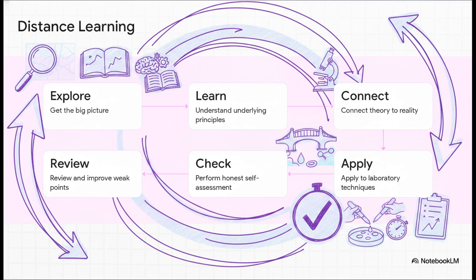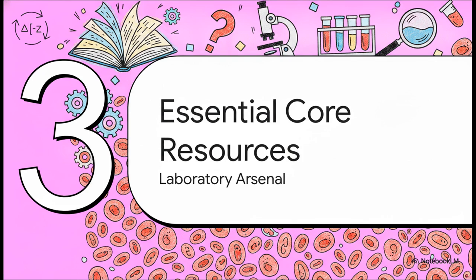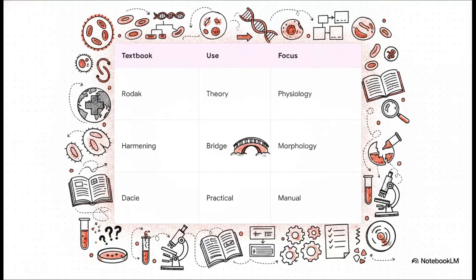That is your roadmap. Section 3. Essential Core Resources, your laboratory arsenal. Okay, so let's talk about the specific texts you'll be using for specific needs. Think of Rodak's Hematology as your theoretical foundation. That's where you'll get deep into physiology, cell development, and the latest WHO guidelines. Then you'll use Harmening's Clinical Hematology to kind of bridge the gap. It has this incredible morphologic atlas and some really great clinical case studies. And finally, Dacie and Lewis Practical Hematology is your absolute authority. You'll go there for exact, step-by-step instructions on manual assays and for figuring out sources of analytical error.